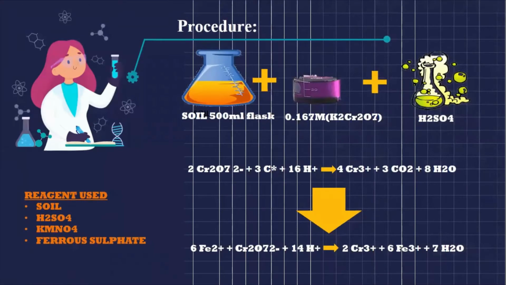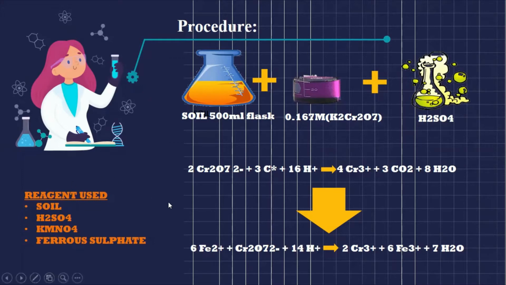Here we have the procedure for the Walkley-Black method. First of all, a 500 ml flask is filled with soil, into which 0.167 molar potassium dichromate is added. Along with that, H2SO4 is also added and it is stirred until a uniform mixture is ensured.